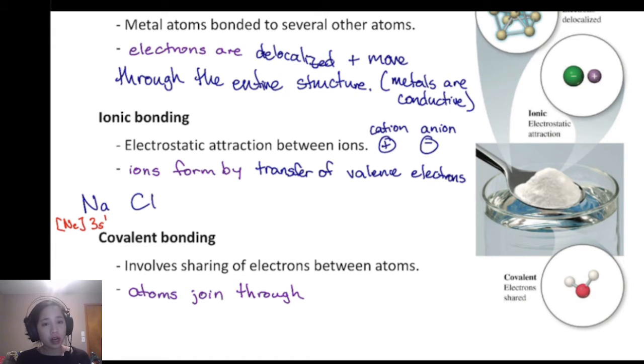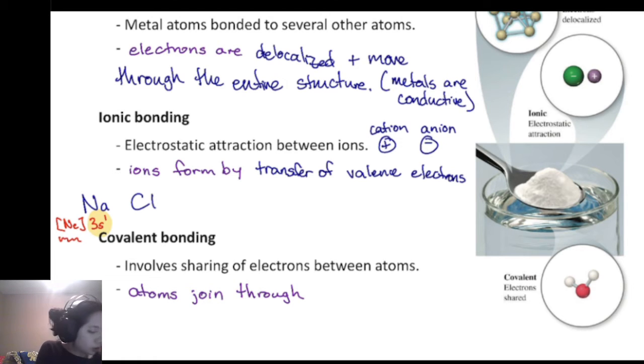Sodium's first ionization energy, I can guess, is going to be pretty low because there is a lonely valence shell electron. That's why when we see sodium as an ion, it is typically in the form sodium plus 1. We will almost never see a sodium plus 2 because that second electron has to come from this neon core, and that's not going to happen. All right, so that's the electron configuration for sodium.